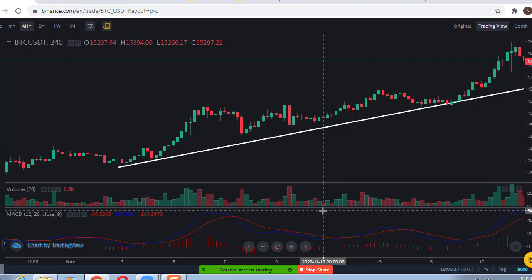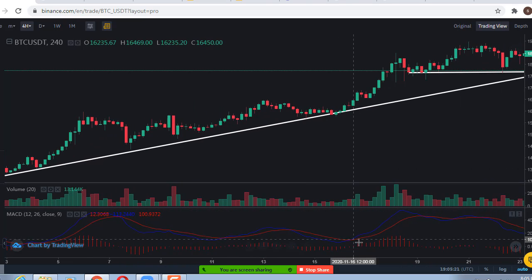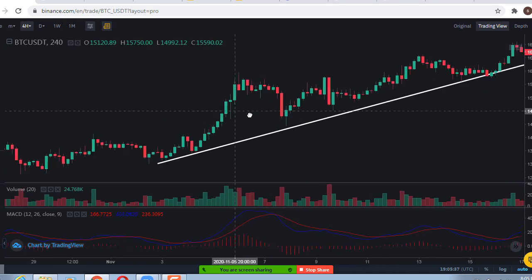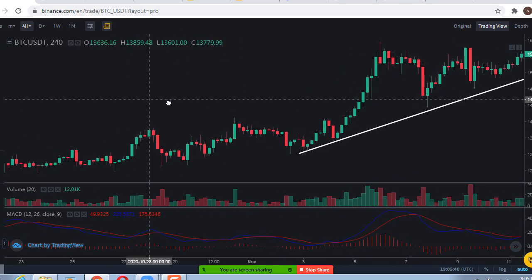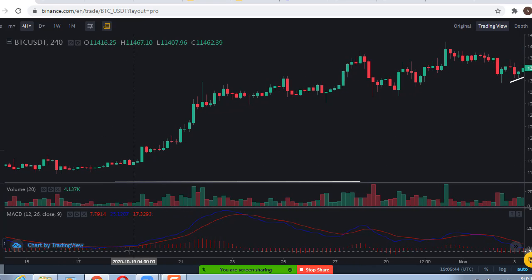The same thing happens here. You see another pattern like this here. When the histogram starts forming here to the upside, and the MACD signal line and the MACD line cross over each other, you see the market goes up. We have a lot of such examples all over this chart. See another one here as well.